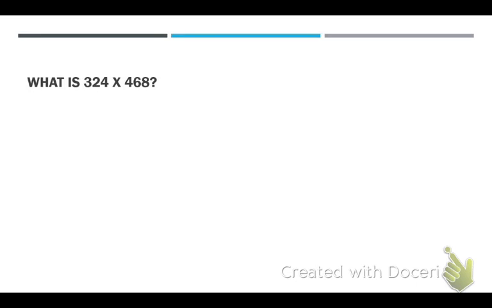All right, the final problem we're going to do today is 324 times 468. Okay, so we're going to start by multiplying that blue 8. 4 times 8 is 32. 2 times 8 is 16, plus 3 is 19. And 3 times 8 is 24. All right, now that we're finished with these, you can cancel them out. We're going to move on to the next one.